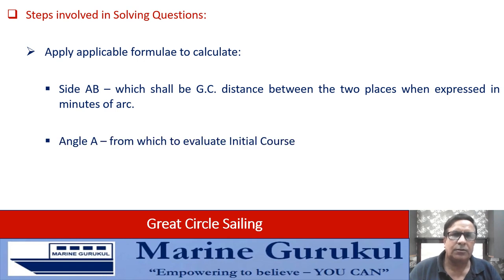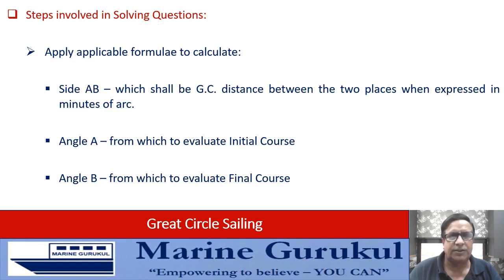Again, we can solve for angle A of the PAB triangle. Please note that angle A shall be the internal angle of the spherical triangle PAB, and this angle A can be used to evaluate the initial course of the vessel. Angle B of the PAB triangle, the internal angle again, can be calculated and used to evaluate the final course of the vessel.